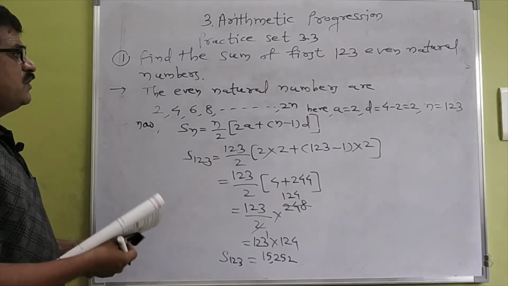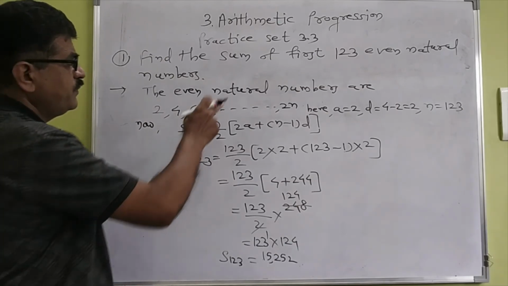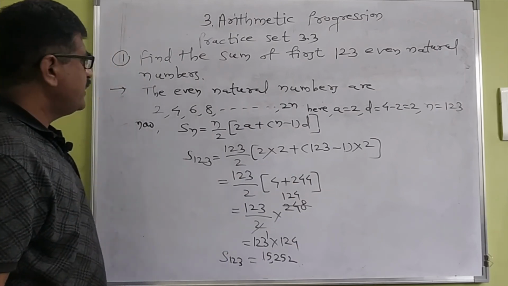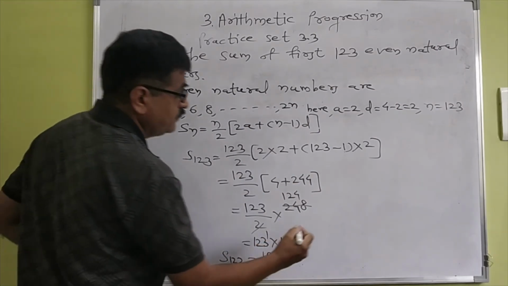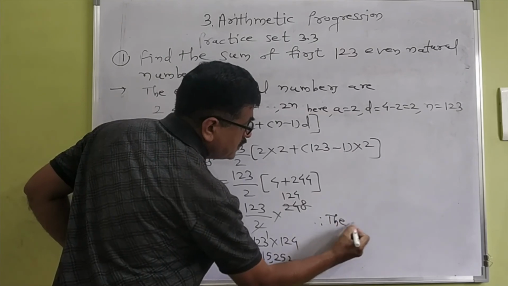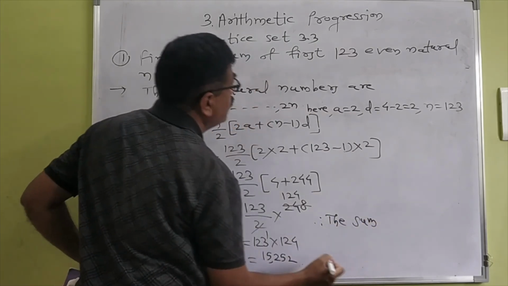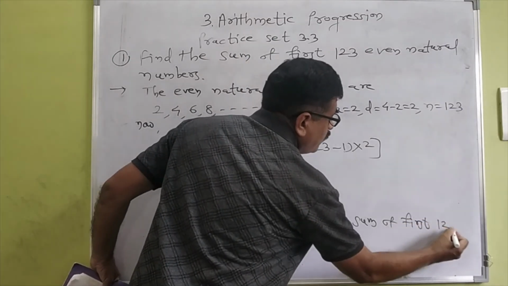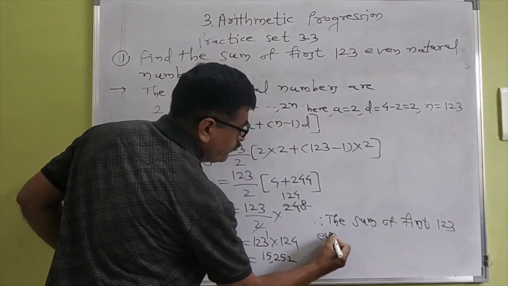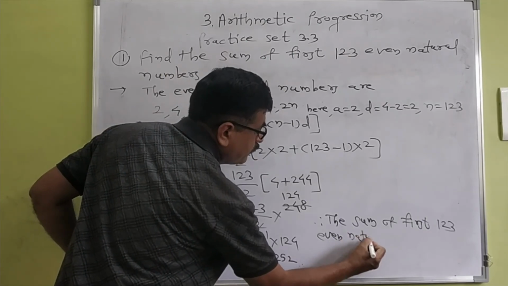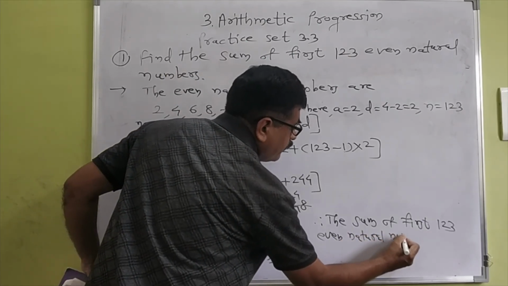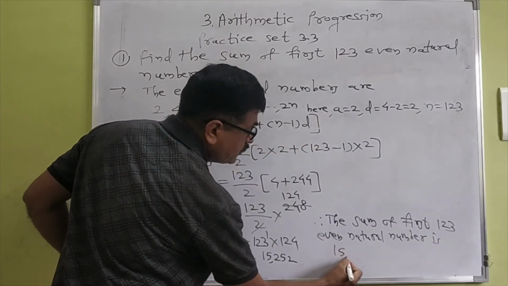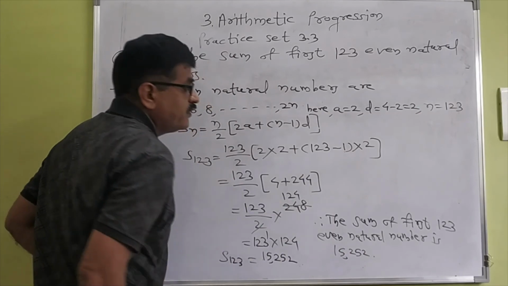Now write down the answer. Therefore the sum of the first 123 even natural numbers is 15,252. This is the answer.